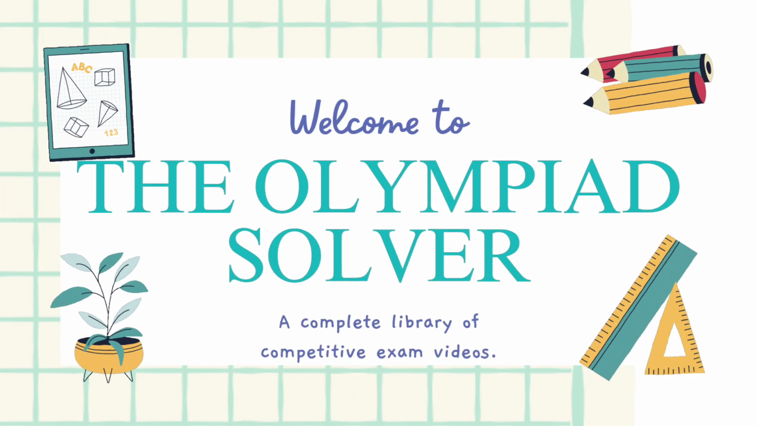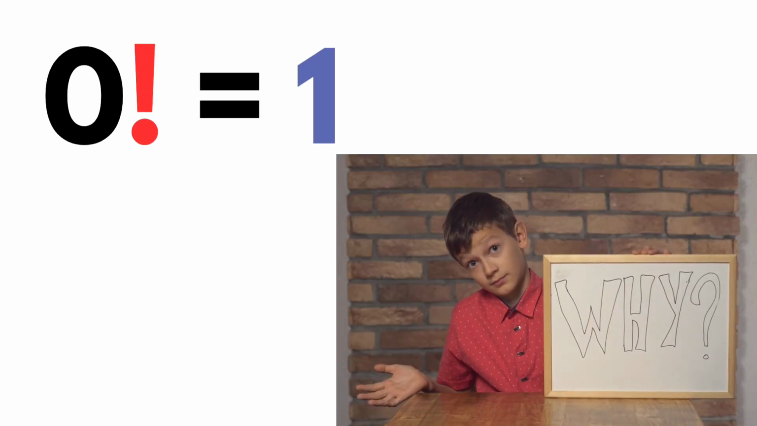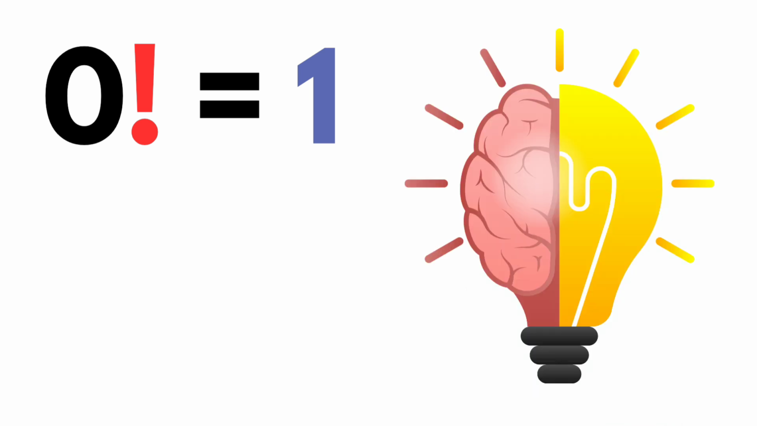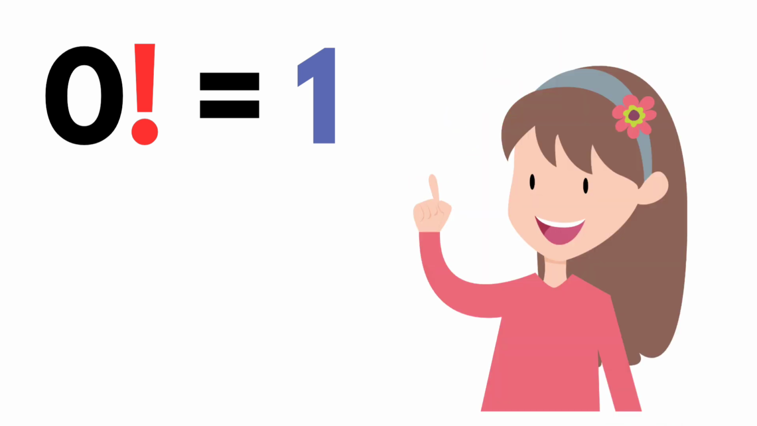Today we're going to solve a very common confusion, that is, why 0 factorial equals 1. 0 factorial doesn't make any sense. We understand it through different methods and forms. Today you will never be confused about it. First, we understand it by the multiplication method.